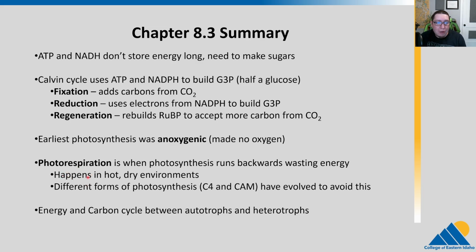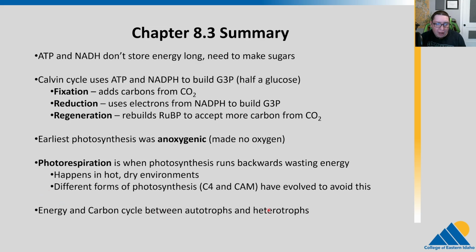Photorespiration can happen where photosynthesis effectively runs backwards, wasting energy. This happens in hot, dry environments, and we're taking in oxygen and spitting out CO2, so it's the reverse, and we're not generating any energy in that process. Different forms of photosynthesis have evolved to try to avoid this problem: C4 photosynthesis and CAM photosynthesis. People are studying these intently to help hopefully engineer better crops that can more effectively prevent photorespiration.